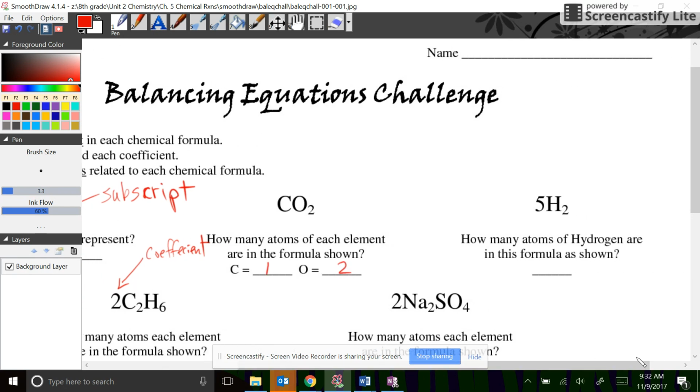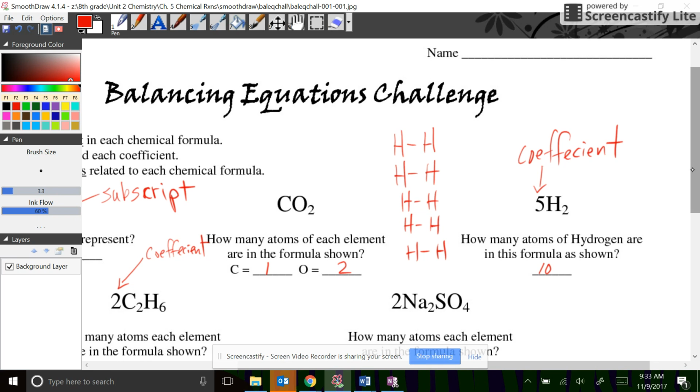All right, let's move over here. This 5 here, this is the coefficient again. Remember, that's the coefficient. And that means I have 5 hydrogen molecules. That means I have hydrogen bonded to another hydrogen. That's one H2 molecule, but I have 5 of them. Now if you would count them up, you would have a total of 10 atoms of hydrogen. A faster way to do that is multiply the coefficient 5 by 2. So 5 times 2 means I have 10 hydrogen atoms there.